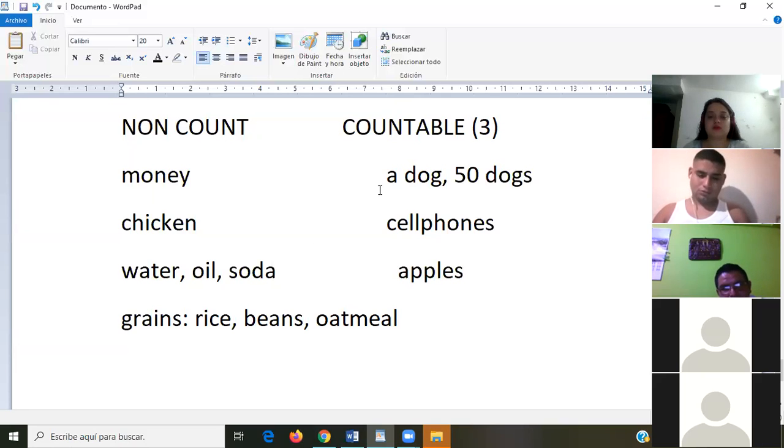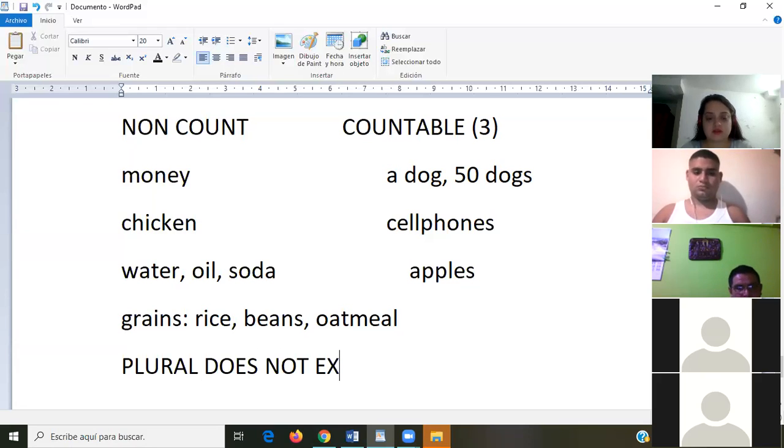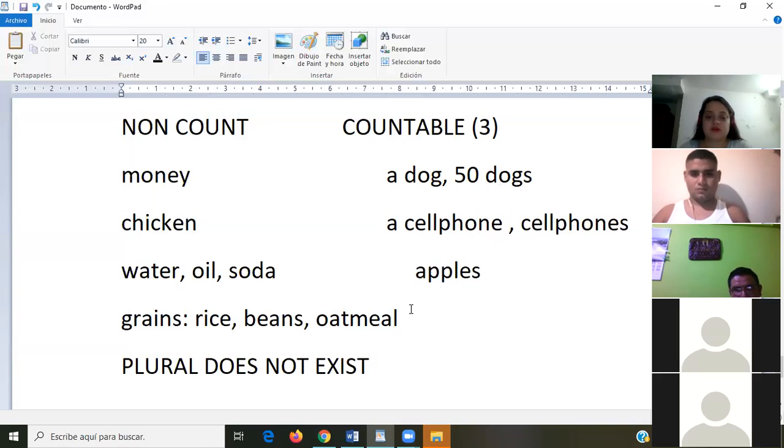Countable. Por cierto, esto es uno, acuérdense, y puede ser hasta más de uno, cualquier número. Por cierto, el plural de este no existe, ¿ok? So this is something important to highlight. Plural does not exist. Nunca usen plural en este porque no es contable. Right. Cell phones or a cell phone, for example. Cell phone. Very good.